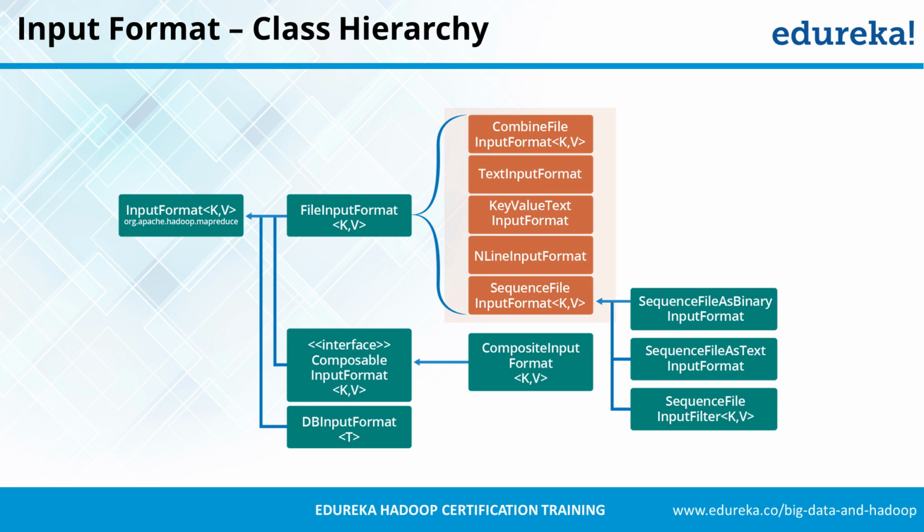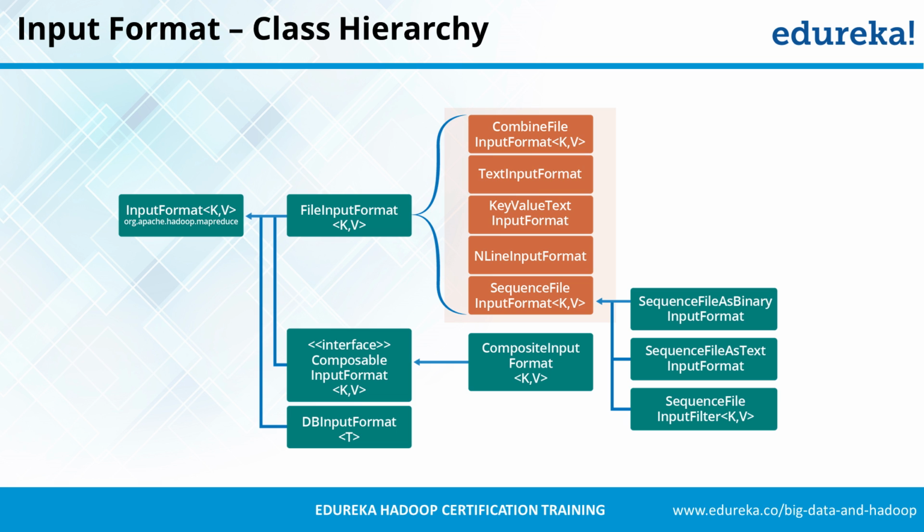First, we'll go through the input format. Now we have an input format which is a superclass which is present in the package org.apache.hadoop.mapreduce. We have 3 different types of input formats within input format, that is the superclass. We have file input format, we have composable input format, and then finally we have DB input format. File input format is the most commonly used input format, which has a list of input formats under it. That is like combined file input format, text input format, key value text input format, n-line input format, sequence file input format.